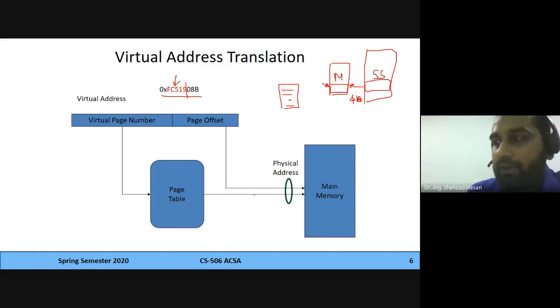But once it's been translated, you get a different page number for a virtual page number, and then you combine these two to get your physical address, which is then going to be the physical page number plus the page offset, and then you can access memory. Okay, so this is how it happens.